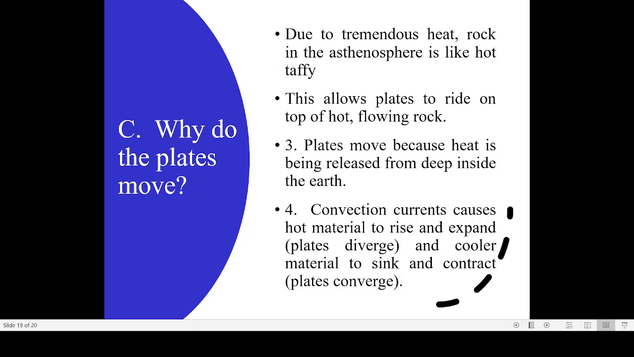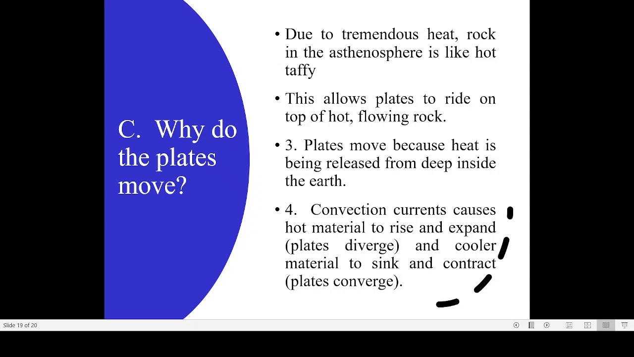Then another is that convection current causes hot material to rise and expand. When two plates are moving away from each other, there will be a formation of a volcanic island or volcanic mountain. Sometimes two plates will be pushing each other, and one plate will be moving up above the other, and that also results in the formation of mountains. So one will be sinking down, the other will be moving up. That kind of events will be taking place.